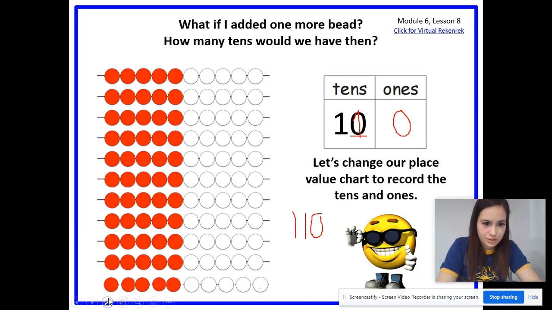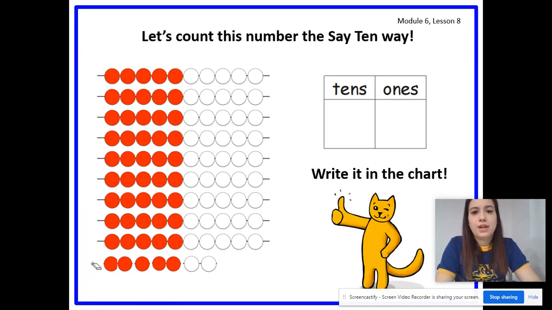Very good. You guys are doing amazing. So now we're going to count and say this number the say 10 way. Are you ready? Remember, you're still not doing anything. You're looking and you're sitting tall. Okay, so let's count and say this number the say 10 way. Ready? Let's count. Count with me.